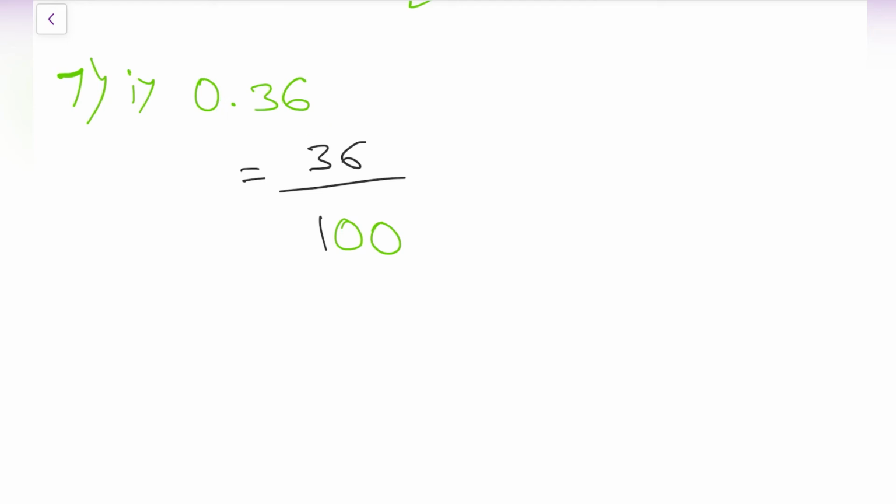Now next, the second question. Oh sorry, here I forgot. If any simplification is possible, we need to do that simplification compulsorily. 2 18s are 36, 2 50s are 100, 2 9s are 18, 2 25s are 50.